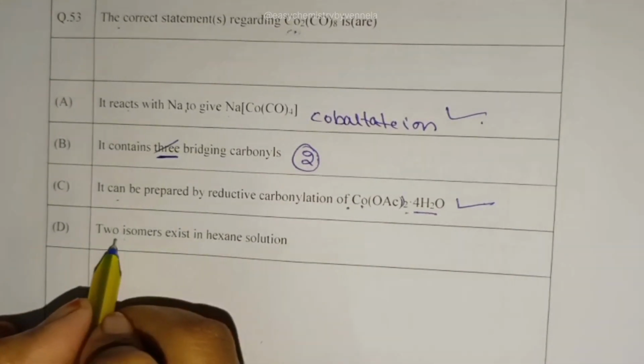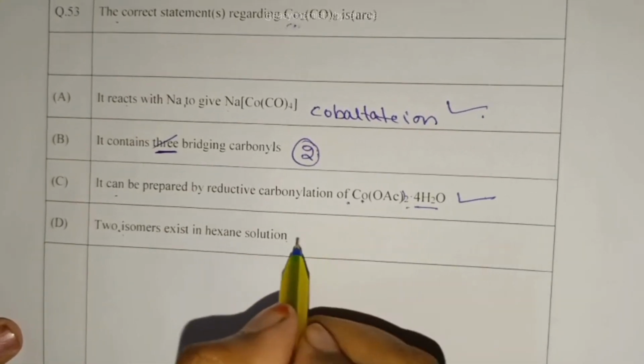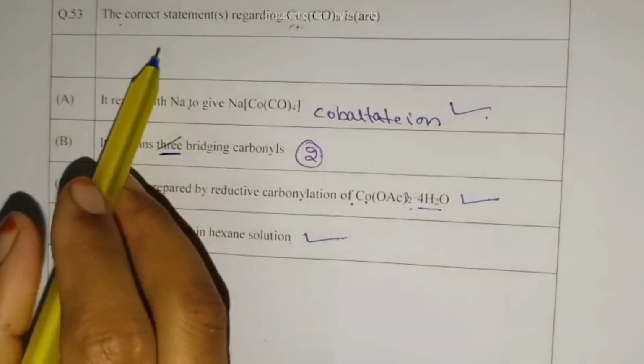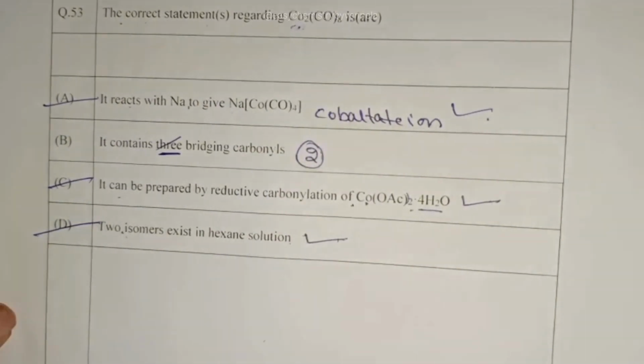It forms 2 isomers that exist in hexane solution. Yes, absolutely. So this is also a correct statement. So our question is the correct statements. So A, C and D are the correct statements.